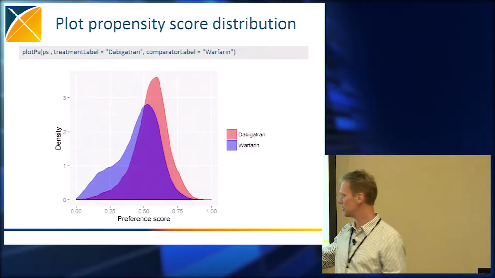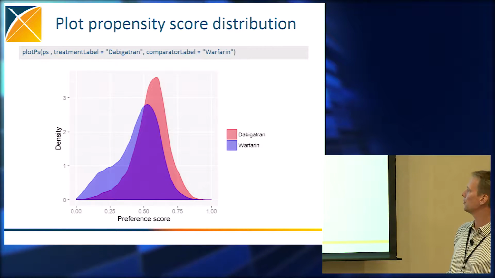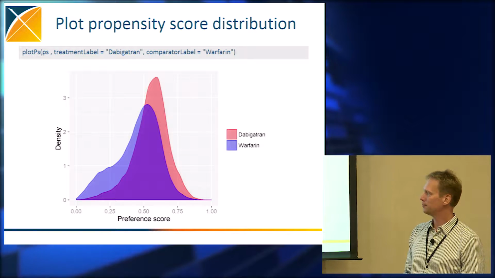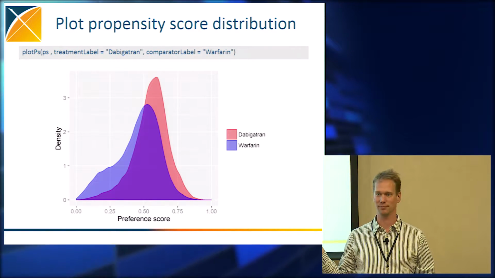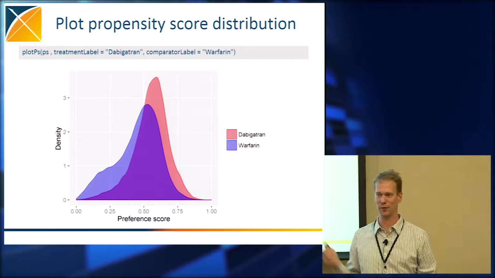So on the x-axis is the preference score. The blue distribution is for, in this case, warfarin. The red is for the other treatment. So what is this plot telling us? Any guesses? What can we learn from this plot?